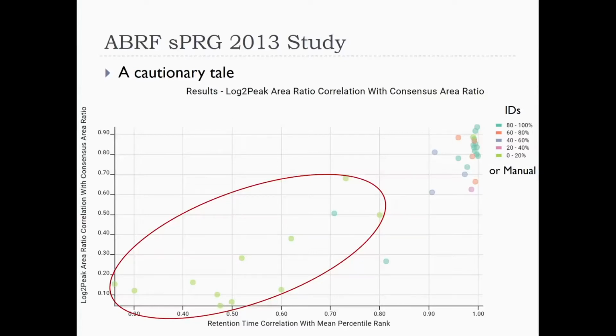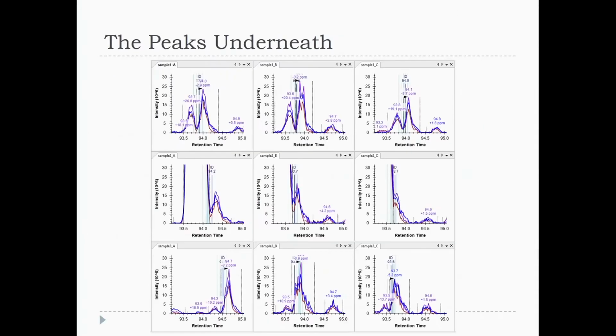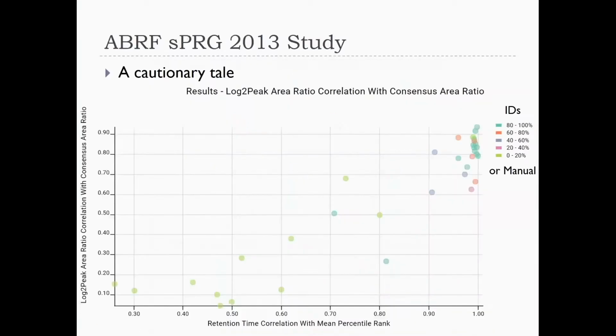Okay, well, so hypothesis time. Well, actually, over here, we have everybody color-coded by the number of IDs or manual. So that meant if you manually integrated stuff, we would count that as the same as having an ID. And so again, the number of IDs is how many of the peaks actually had an ID in them. Okay, and so then here we go. We have 80 to 100 and 0 to 20.